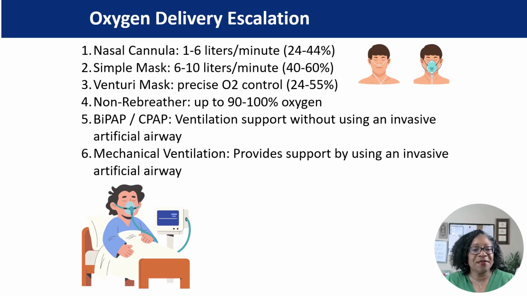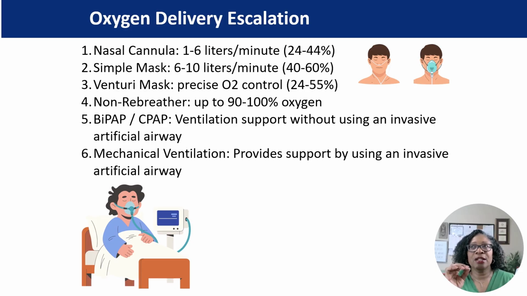Now, the NCLEX often tests oxygen therapy through device escalation. Okay. And what this means is you need to understand which device provides more oxygen support. A simplified escalation would look like this: first the patient will get a nasal cannula. Then they're going to get a simple mask. Then they're going to get a Venturi mask. Then your non-rebreather mask. Then it'll escalate to a BiPAP or a CPAP. And then the last resort would be mechanical ventilation. So let's briefly review these.